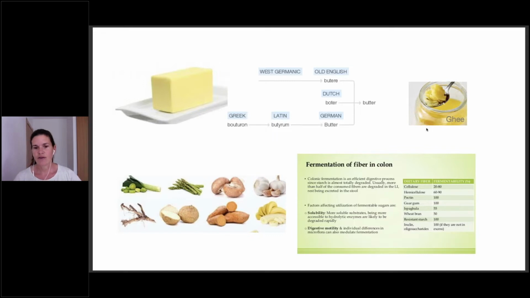and that is the fermentation of fiber in the colon. Different foods contain different types of fiber, and depending on several factors like solubility, and even digestive motility of the host, we would have different fermentability degrees of this fiber. We will talk during this webinar about how this fiber is fermented in the colon, and that is why butyrate is produced in the intestinal lumen.